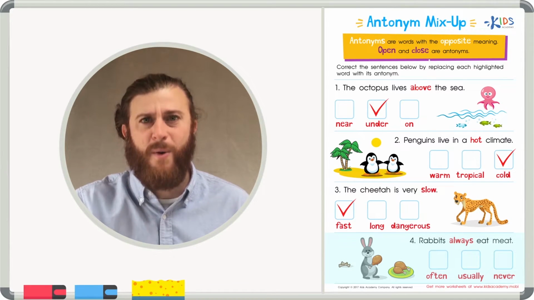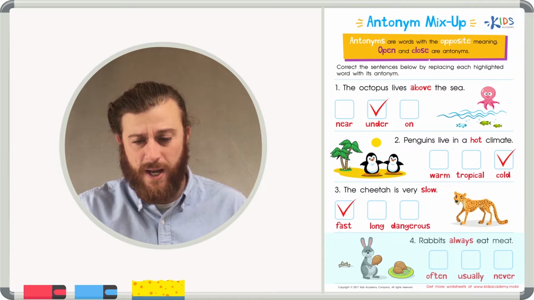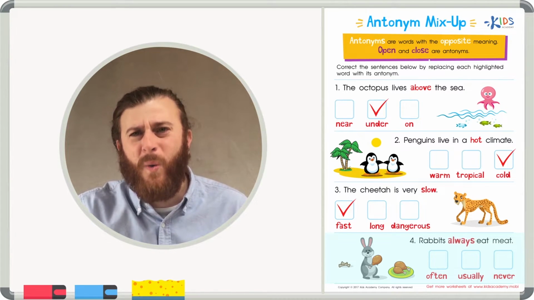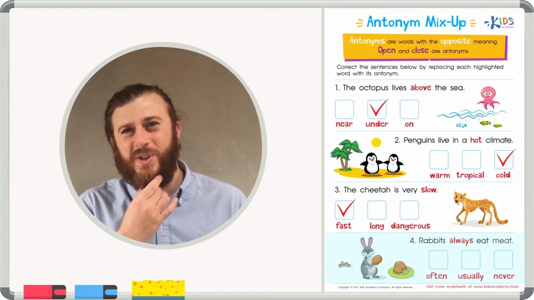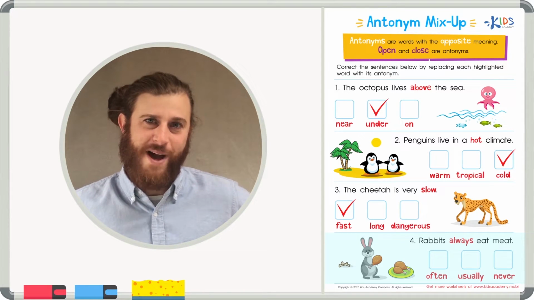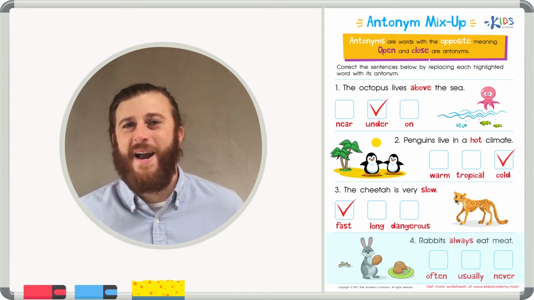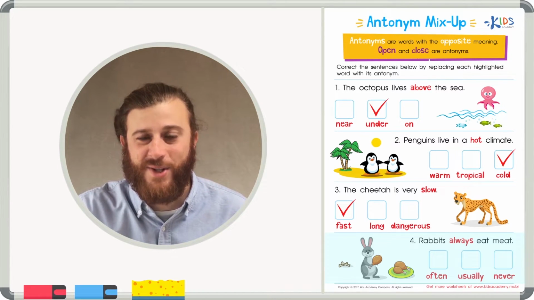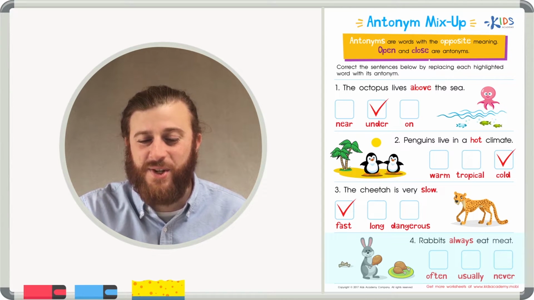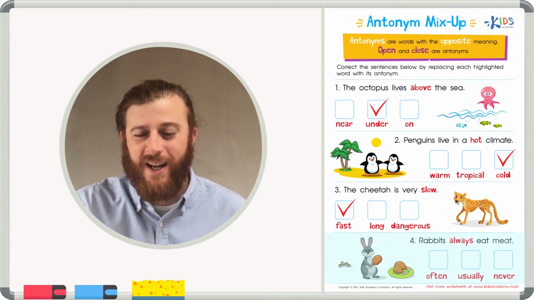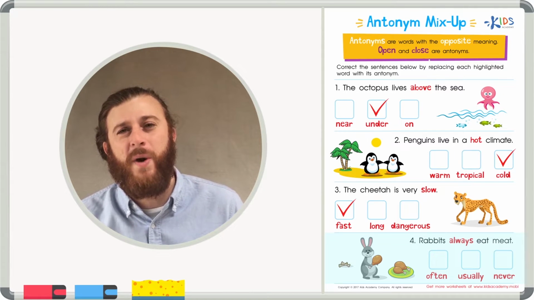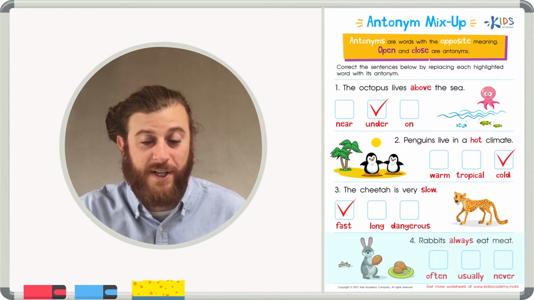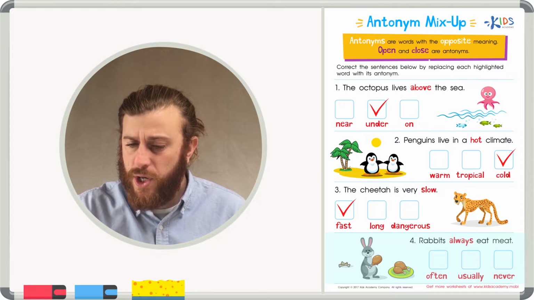Our last sentence is about rabbits. It reads, rabbits always eat meat. Do rabbits always eat meat? What do rabbits eat? Doesn't matter. What's the opposite of always? Let's read our three answer choices. Our first answer choice is often. Often isn't as much as always, but it still means you do something a lot. Often is not the opposite or the antonym.